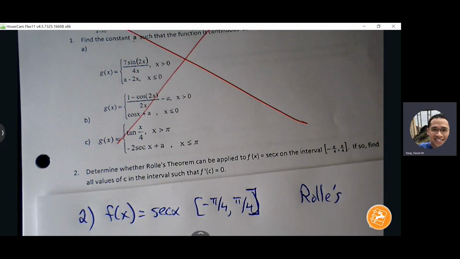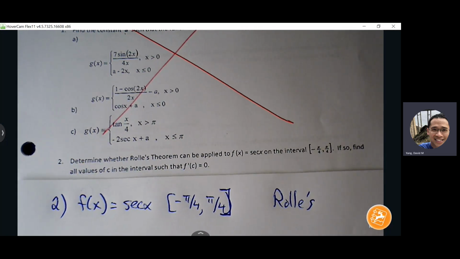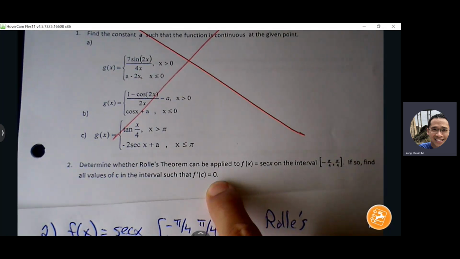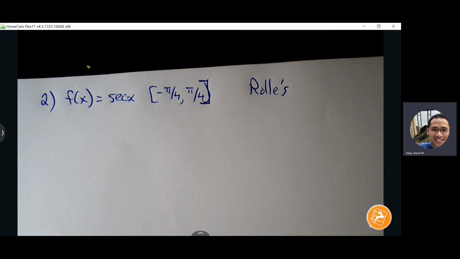Okay, so it says determine whether Rolle's theorem can be applied. If so, find all the values such that f prime of c is equal to 0. So that's exactly what we're trying to do. Try to find out c value where the slope is 0. We have to first confirm a couple of things, right? There's 3 conditions for Rolle's theorem: continuity, differentiability, and then the endpoints have to be the same y value so that we can guarantee that slope 0.